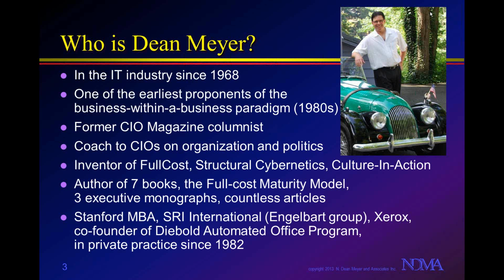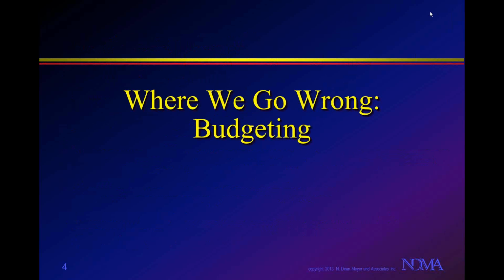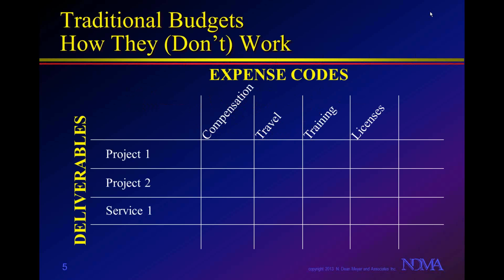So first, where do we go wrong? I'm going to take that in two pieces. Once a year, we do a planning cycle, including budgeting and publishing our rates. And then during the year, we have governance processes. So let's start by looking at where we go wrong in the budgeting process.